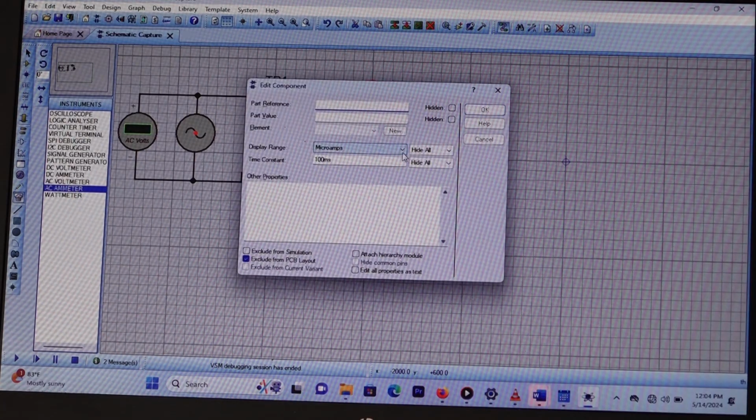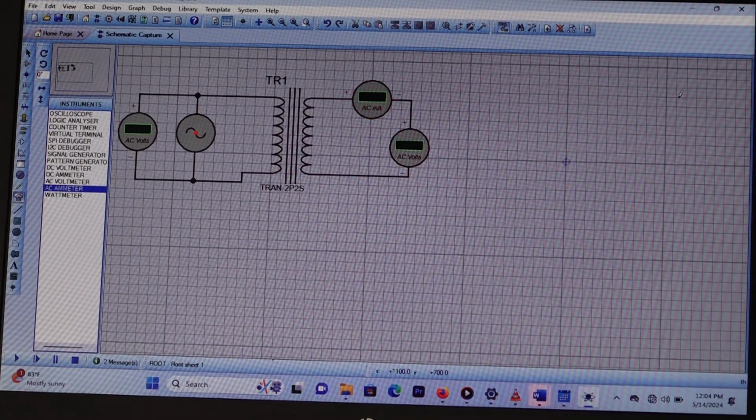And then let us just use the AC milliammeter. Then let us build another block, the second block, which is the rectifier. So we have to come back to the components mode.